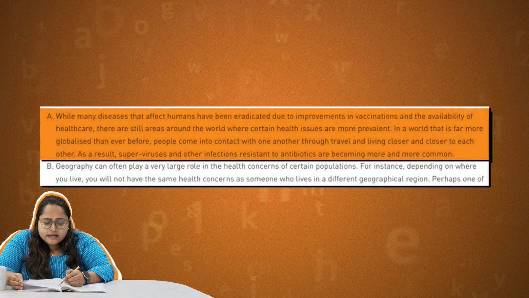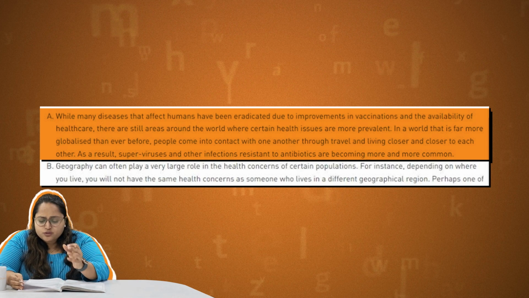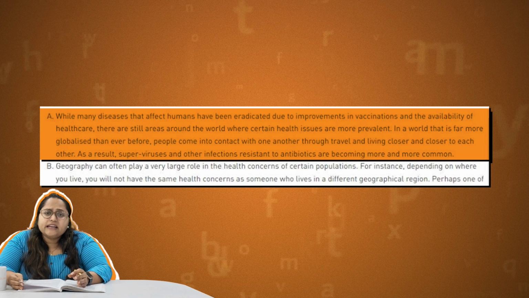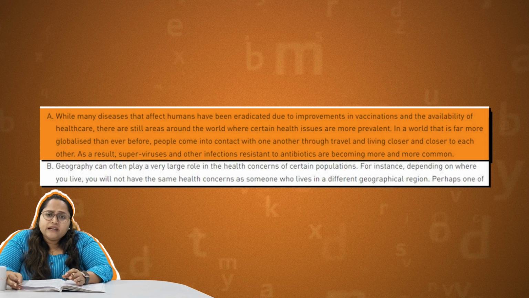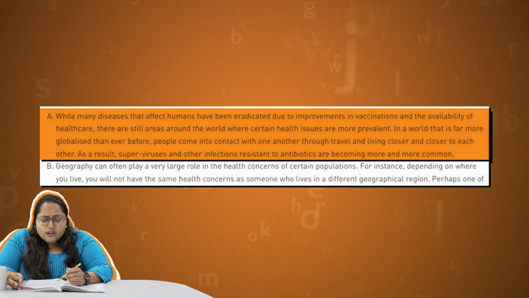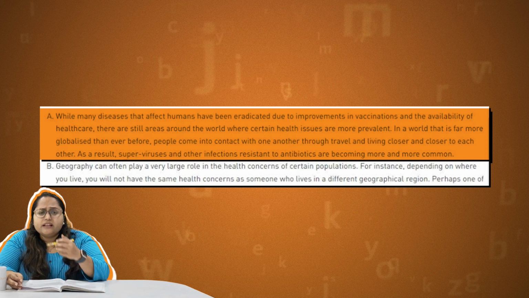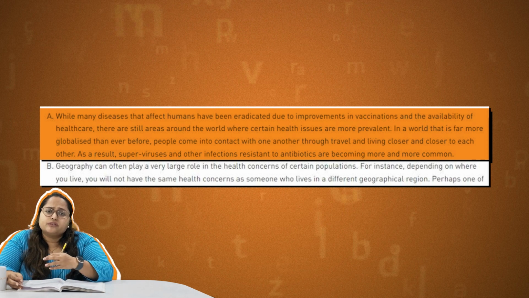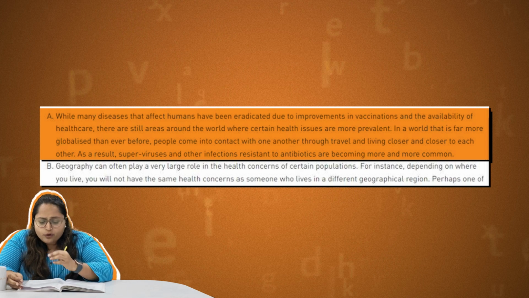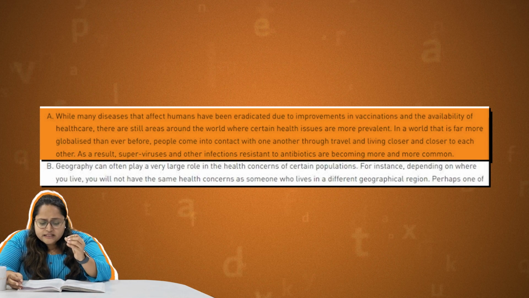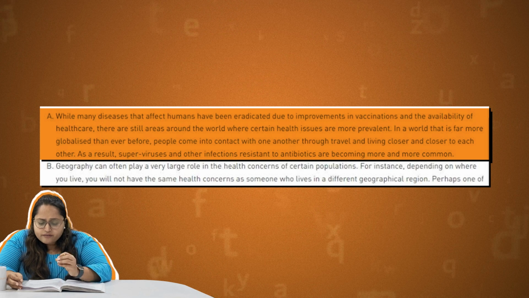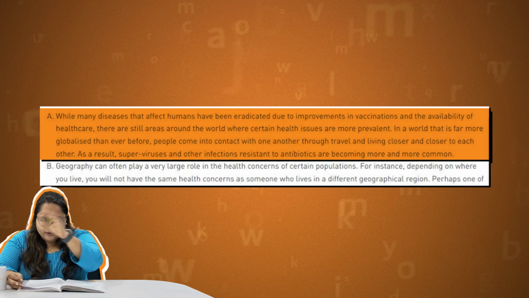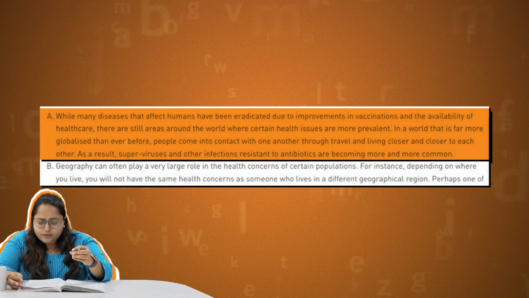Now, what do you understand by this paragraph? That there are so many diseases which have been eradicated. Eradicated means removed, completely removed. Why? Because of the improvement in vaccination. Because people are given vaccination, due to which the diseases are eliminated or removed, I would say. But there are some areas in the world where certain health issues are more prevalent, in a world which is very big, which is very globalized than ever before.